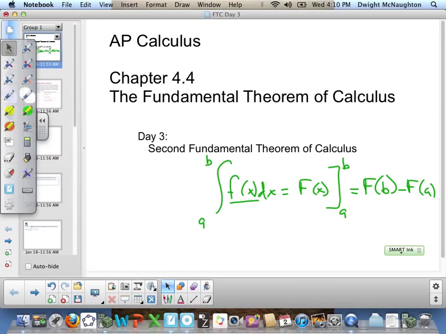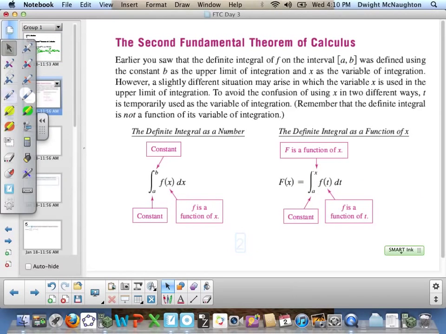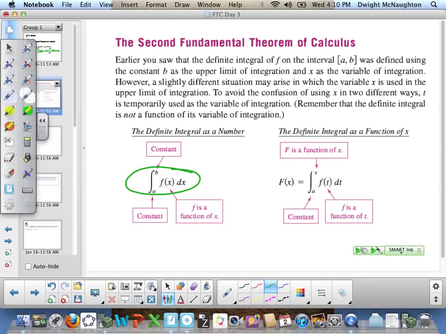All right? The second fundamental theorem says we can write this definite integral as just a number, or we can write it as a function. When we write it as a function, though, it's going to be where we have one part constant and one part can vary. We need to make sure we don't use x on both of these because we don't want to use x to mean two different things.